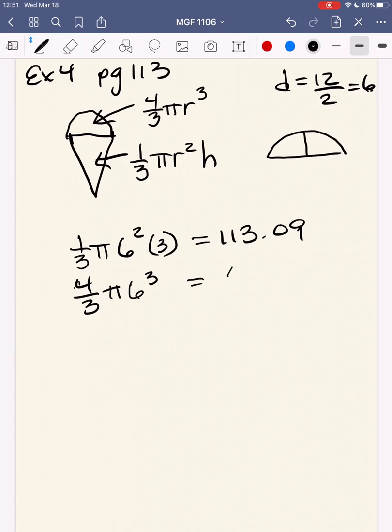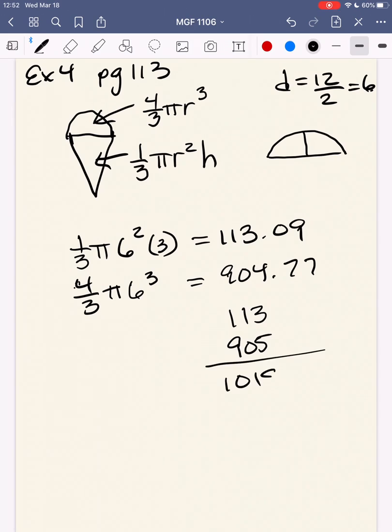And I end up with 904.77. I'm going to go ahead and round these to whole numbers. So I'm going to use 113, and I'm going to use 905. And add those together, get 1,018 centimeters cubed, because my units were given in centimeters. Okay. And that's the basic idea of these.